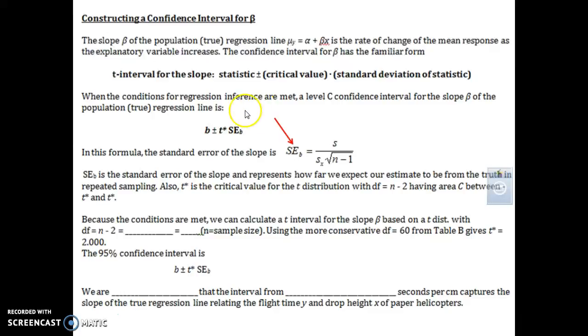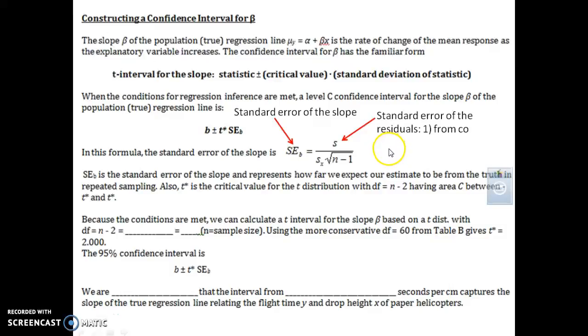So kind of just labeling everything here, and I want you to do the same thing on your paper. So we have standard error of the slope, and that is computed by taking your S, which is going to be the standard error of your residuals.